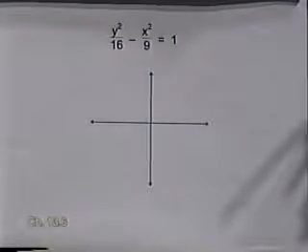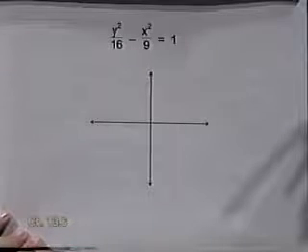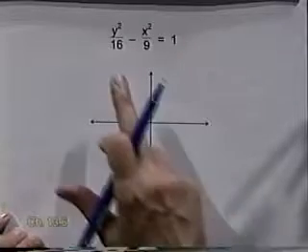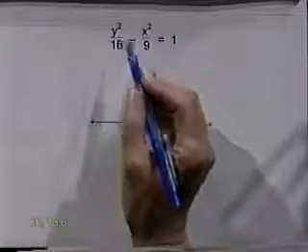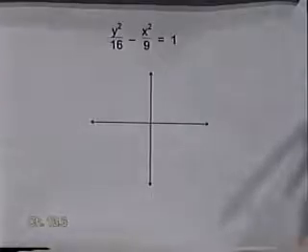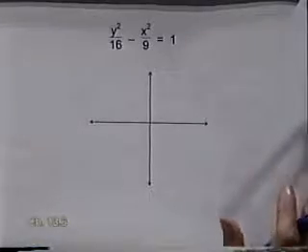Now, here's an example. y squared over 16 minus x squared over 9 equals 1. Since y comes first, what axis are we crossing? The y-axis, right? That's what we said. Since y comes first, we're going to cross the y-axis. Notice I'm not deriving any of this. I'm just reviewing real quick.